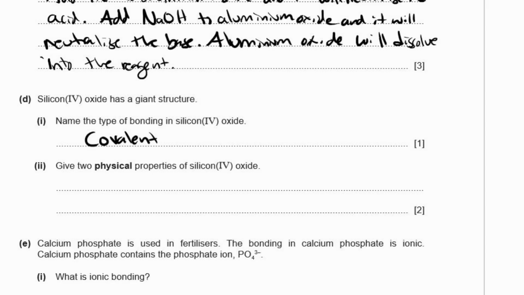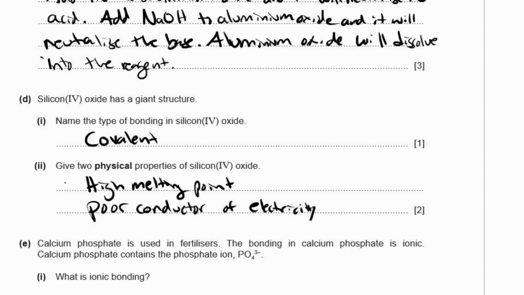2. Give 2 physical properties of silicon 4 oxide. Physical, not chemical. One of the properties you can say it has a high melting point. You could also say it's a poor conductor of electricity. Okay, it says only give 2 physical properties. Other things you could say if you want to put something else down, you could say it has a high boiling point. You can say it's hard. You can say it's insoluble. All of those would work, but only put down 2.